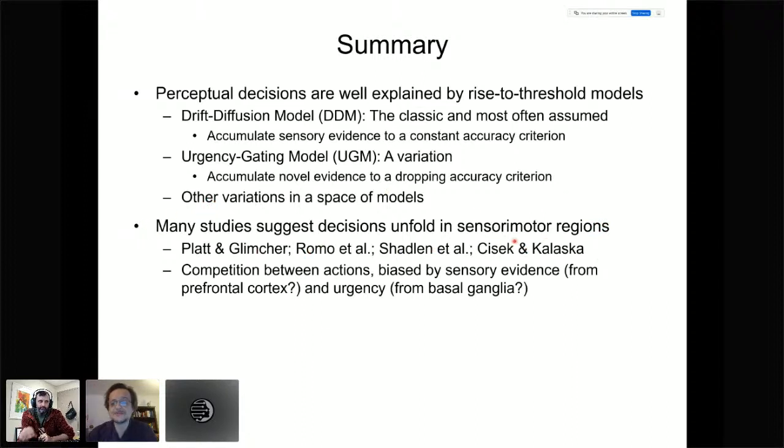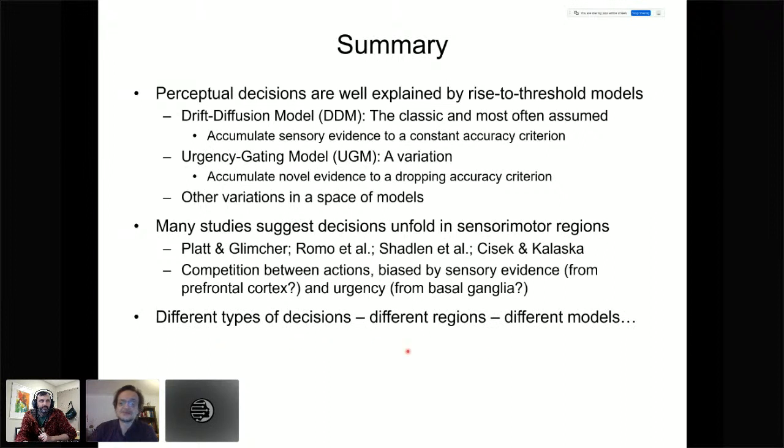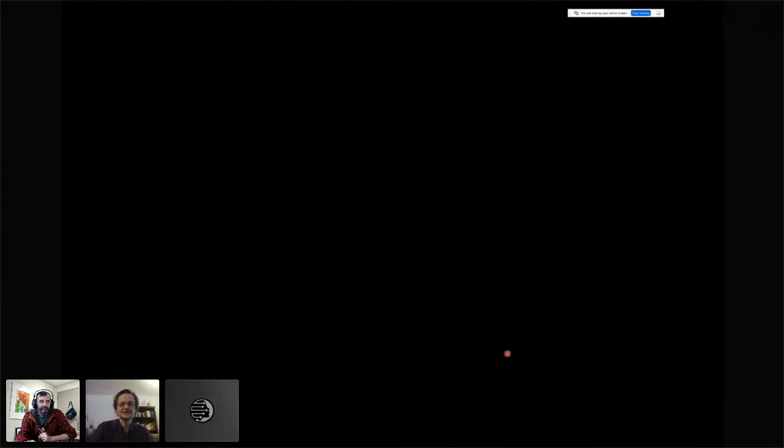motor regions. Despite the fact that they're perceptual, conceptually at least, they seem to be engaging a competition between actions that's biased by sensory evidence, urgency, et cetera. And of course, other types of decisions will involve different regions and different models. And I'll just stop there and welcome any questions you may have.